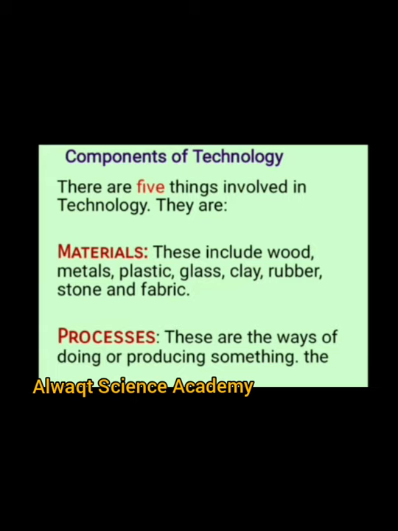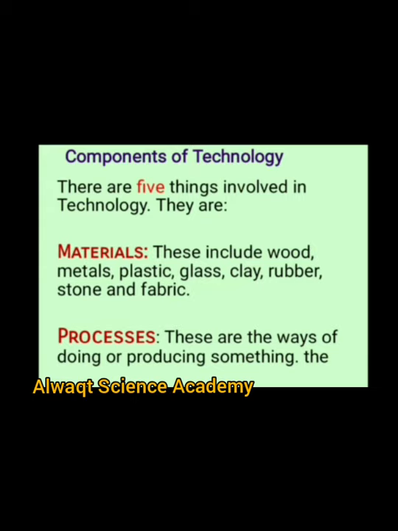But we don't build things out of nothing. The materials used in technological products or production include wood, metals, plastic, stone, fabric, glass, clay, rubber, ceramics, and so on. These materials need to be well understood: their characteristics, their behavior, their strength, so that the appropriate material can be used for the production of the appropriate technological product.